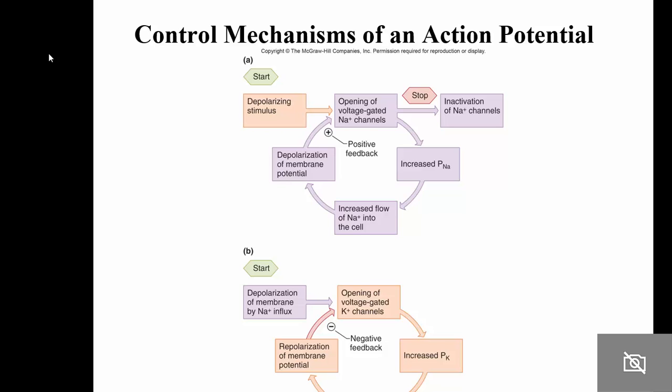Okay? And then what happens is that you increase the permeability. When it gets to a certain millivoltage reading, the channels open and increase the permeability, because sodium won't just come through the plasma membrane. And you have an increased flow of sodium into the cell, and then you depolarize the membrane. And this can continue, or you can have an inactivation of sodium channels.